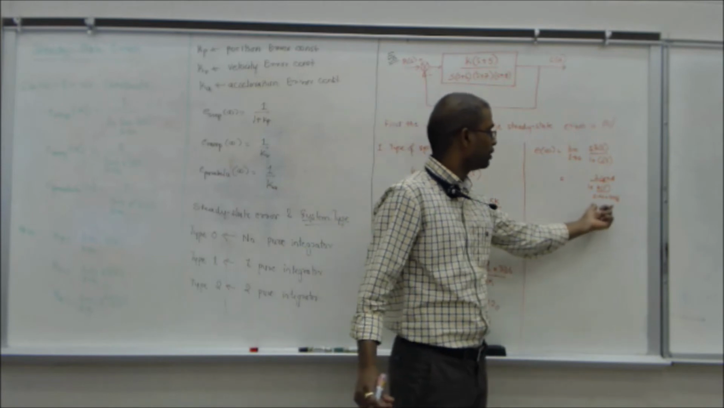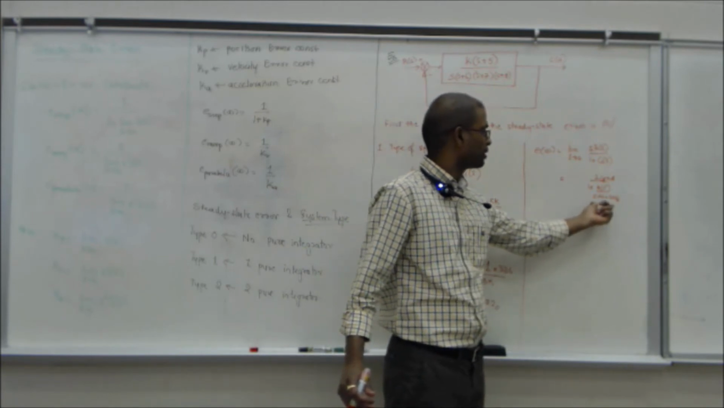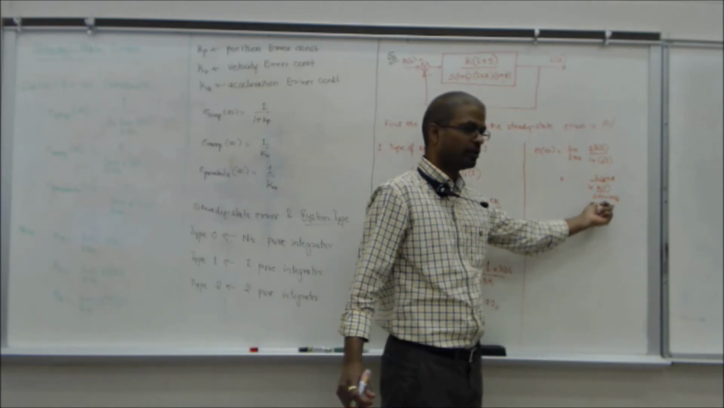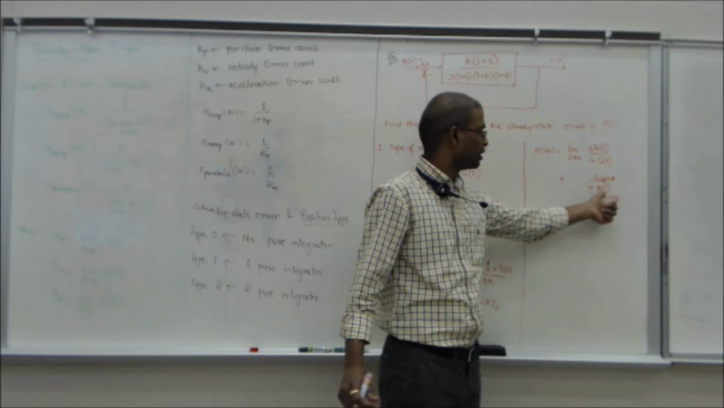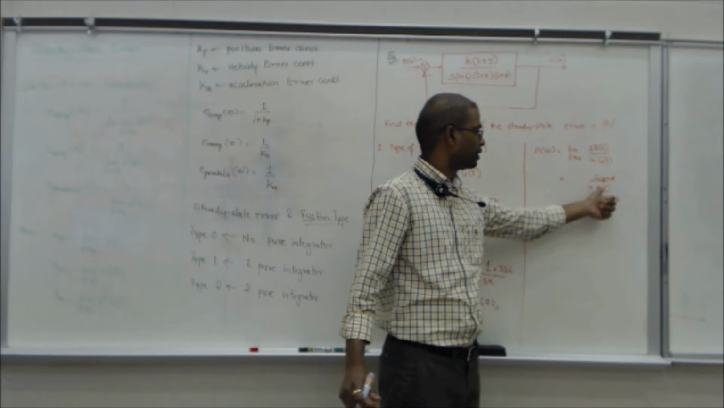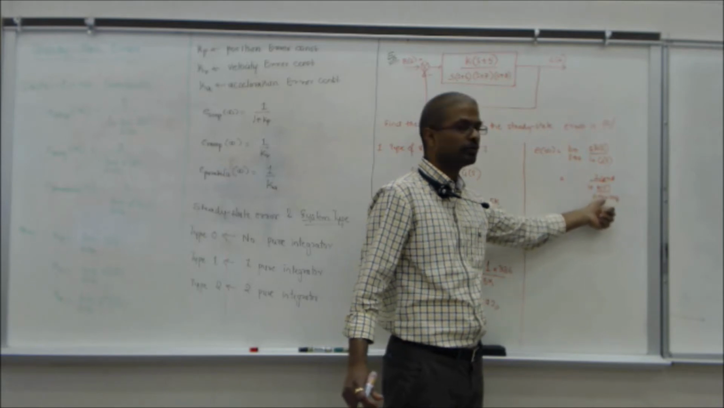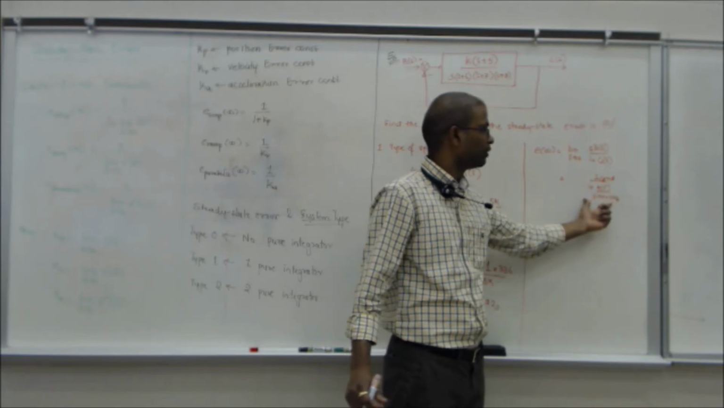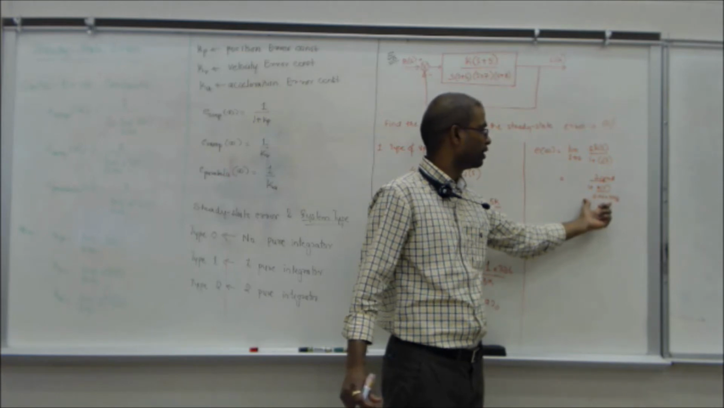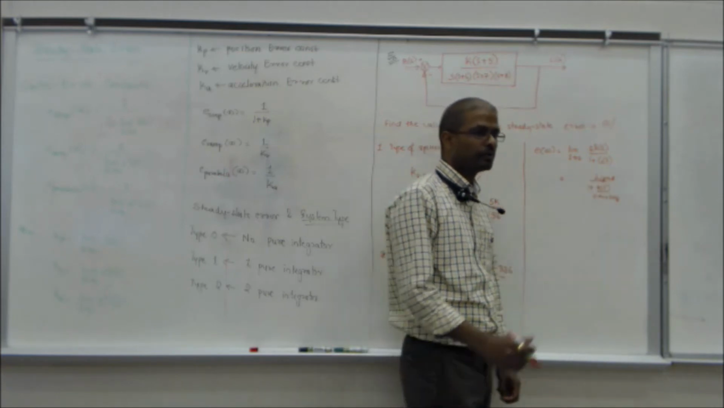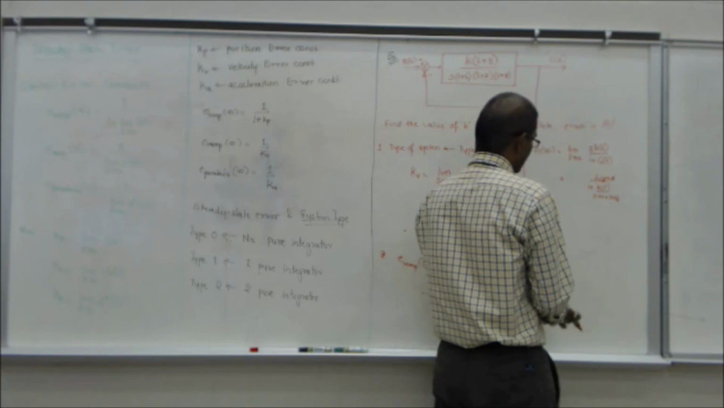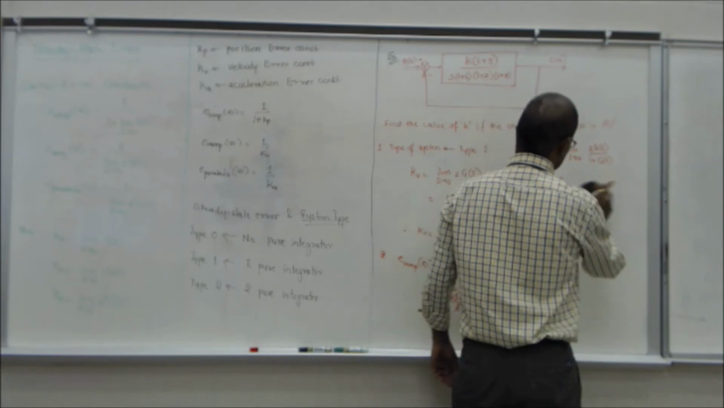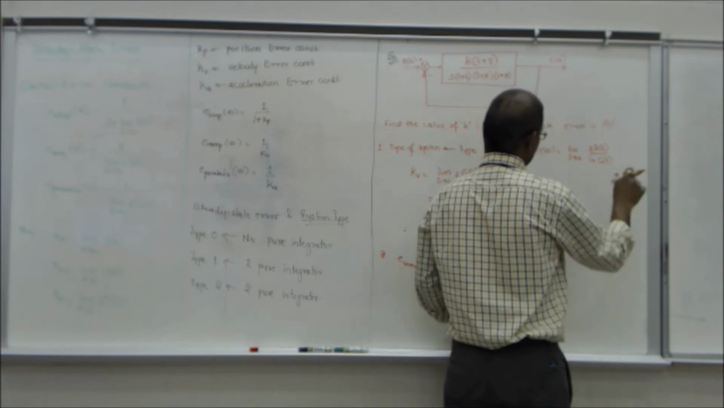So you see this, immediately it should strike you that this is 0, because this term is infinity. It's something over 0, which is infinity. So 1 plus infinity is infinity, and 1 over infinity is 0. So you rule this out, saying, okay, step input does not work.